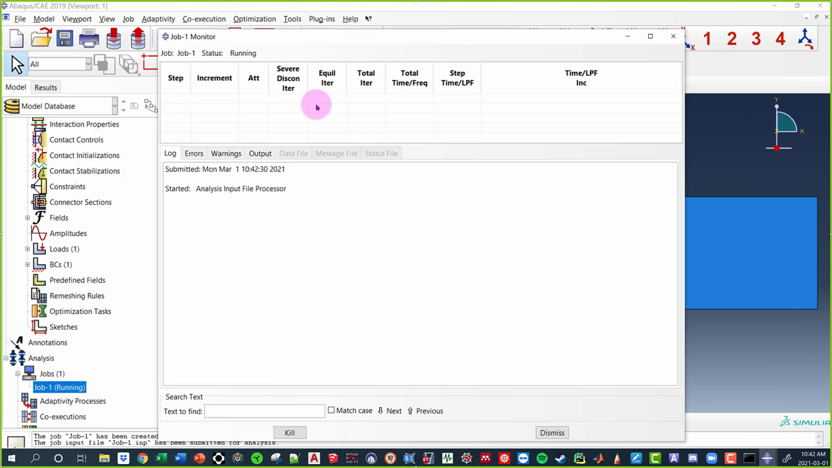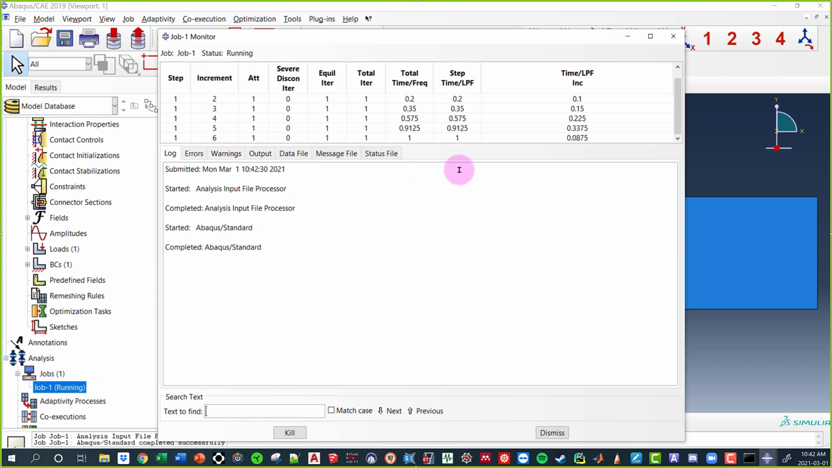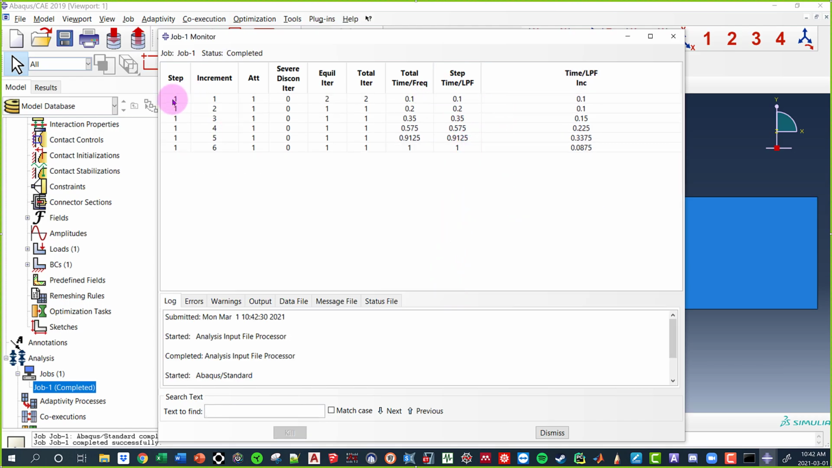This is what's actually going on in terms of incrementation. Once it starts running, we're going to get all these popping up. I did it really fast because it's almost a linear analysis, but this is what happened. We have step 1, and these will always be step 1 because step 1 was just loading the beam. And then we have a bunch of different increments.